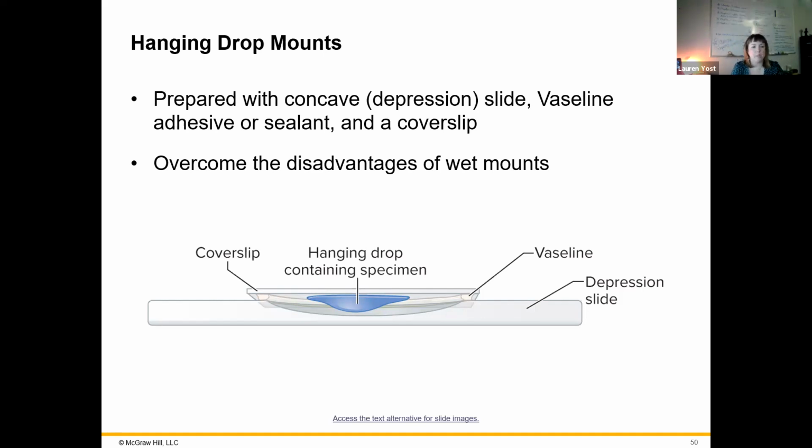A hanging drop is kind of similar to the wet mount, except we have a special slide that has a little divot in it. I'm going to put a little bit of Vaseline around it so that it doesn't dry out as fast.